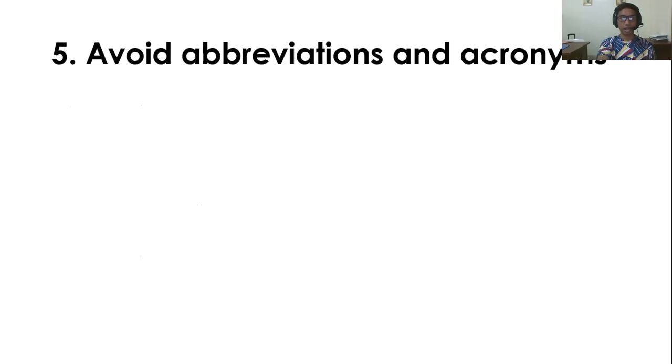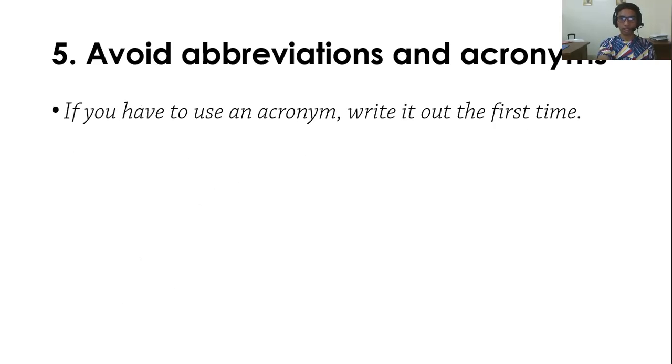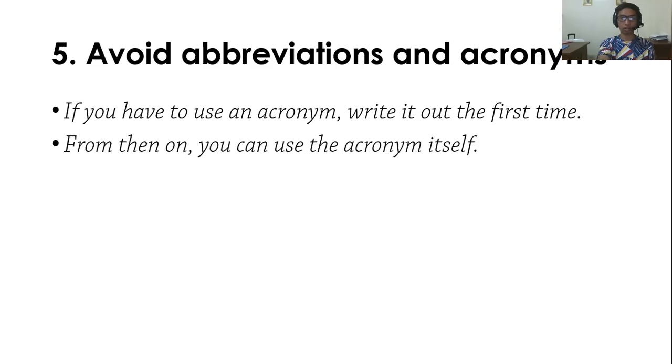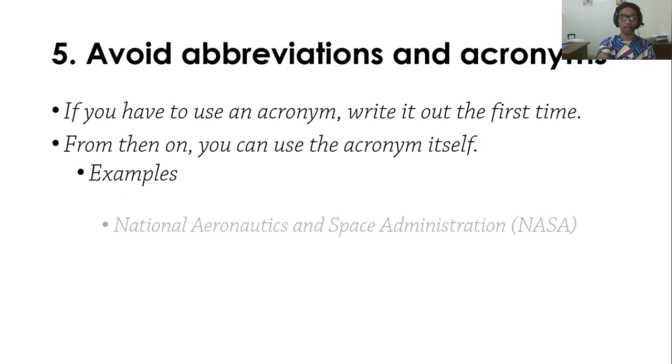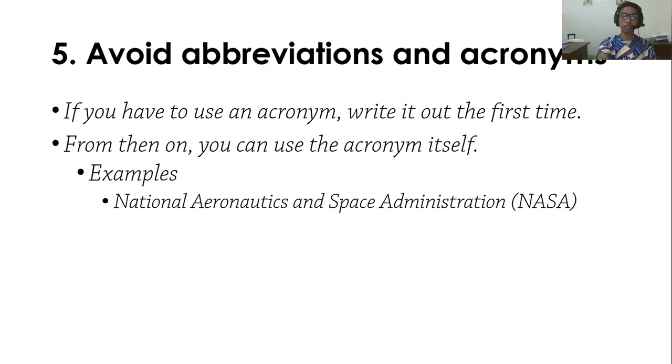So number 5 is avoid abbreviations and acronyms. So what do we consider here? If you have to use an acronym, write it out the first time. Okay, from then on, you can use the acronym itself. So what does it mean by that? Like for example, we have here NASA. In the first paragraph of your essay or paragraph or letter, you should be stating there the full term for NASA. So it's National Aeronautics and Space Administration.